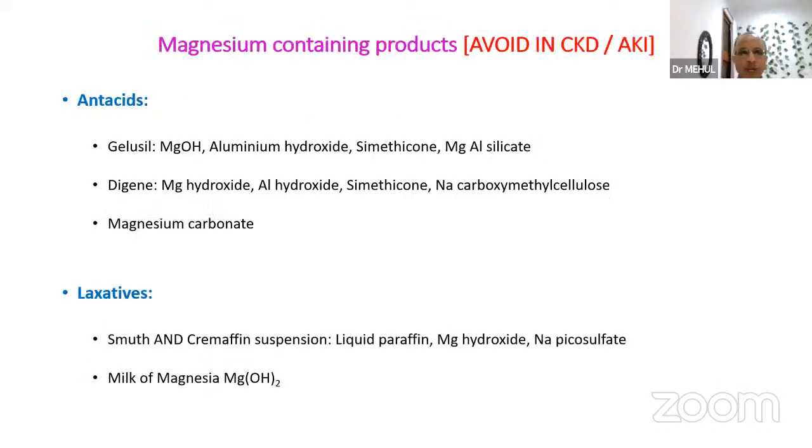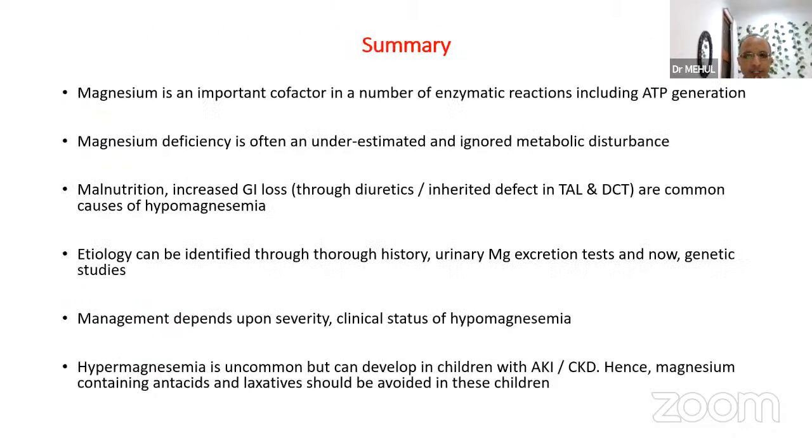These are some of the commonly available antacids which contain magnesium, like Gelusil, Digene, magnesium carbonate containing antacids. We should be aware and avoid using it in children who have got chronic kidney disease or AKI. Laxatives such as Smooth and Cramafin, which has magnesium hydroxide, and in the same way milk of magnesia, which is magnesium hydroxide. These are the preparations which should be avoided in patients who have got chronic kidney disease.